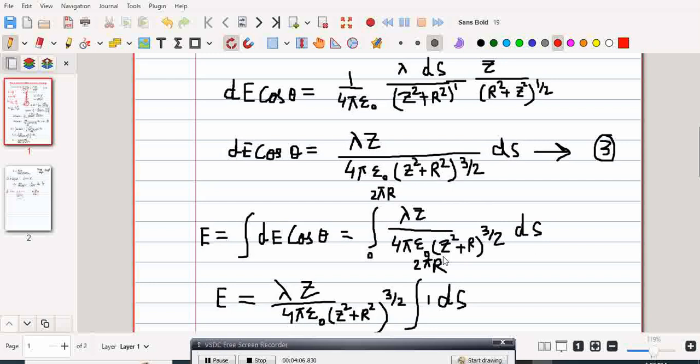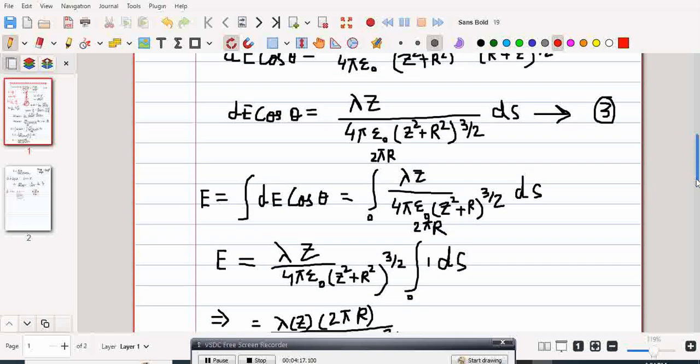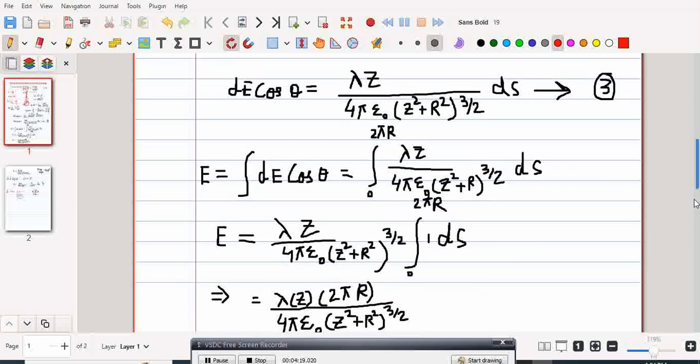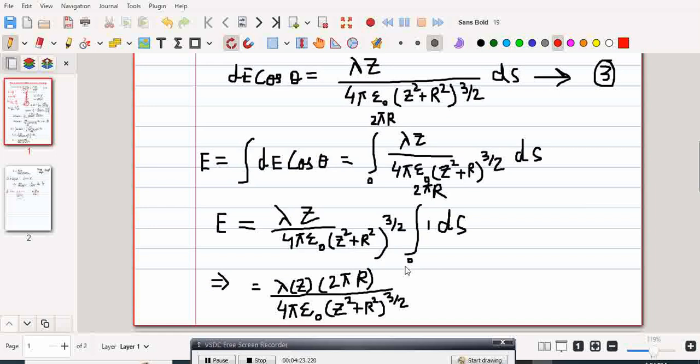So all of these terms are constant. They will be taken out of the integral. So we get 1 here, integral of 1 ds. The integral of 1 ds is s. So the integral over the whole length will become s. S is the length, and the length of this ring is 2 pi R. So this integral will be equal to 2 pi R. So we get lambda z into 2 pi R over 4 pi epsilon naught into (z square plus R square) whole power 3 over 2.